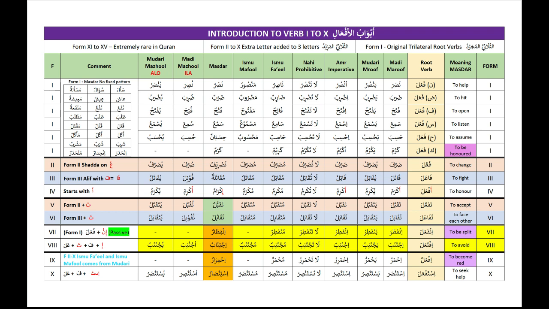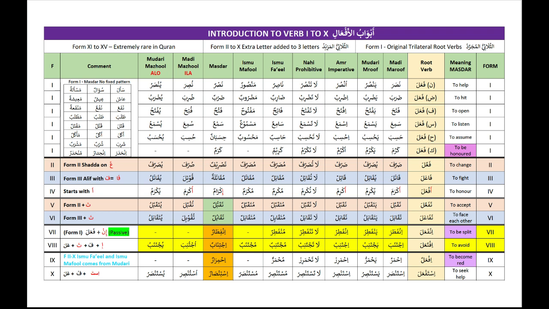There is no maful for bab karuma. Masdar is karamun, and there is no madi majhul or mudari majhul of the bab karuma. Here is information for you. Form 1 and its masdar has got many patterns, around 15, 16, 17 patterns for the masdar of form 1. Here we have included only the most common pattern like nasrun, darbun, fathun, sam'un, like that. But as you move forward, you will see many other patterns. Don't worry about them because you will recognize them, inshallah.